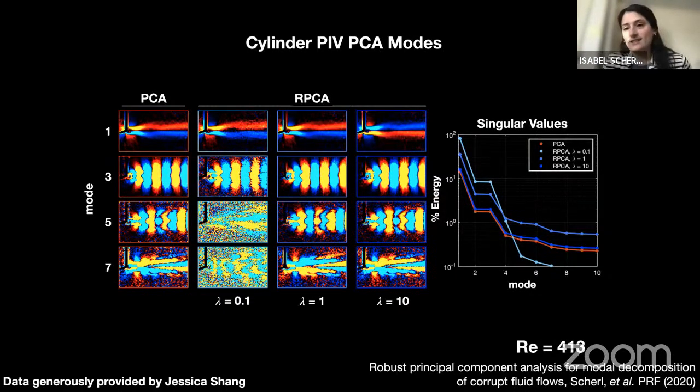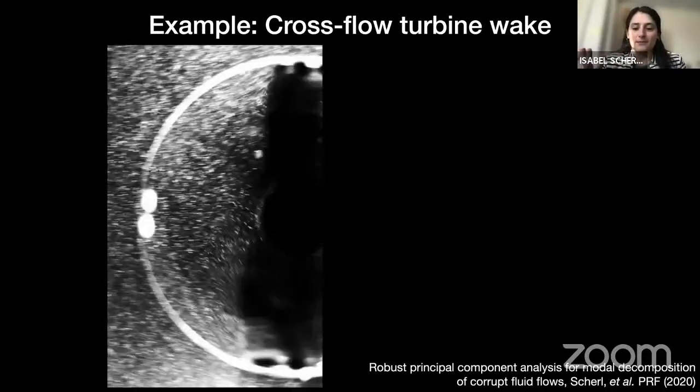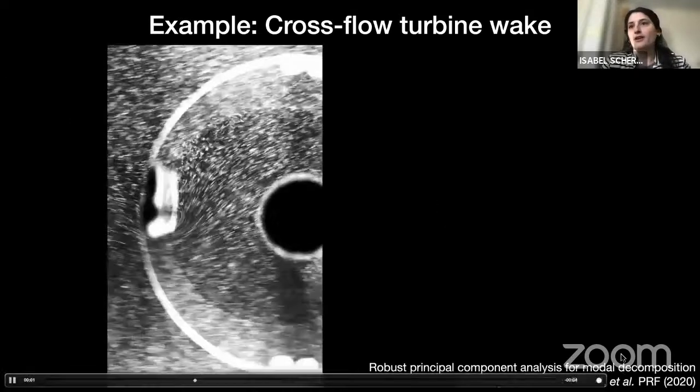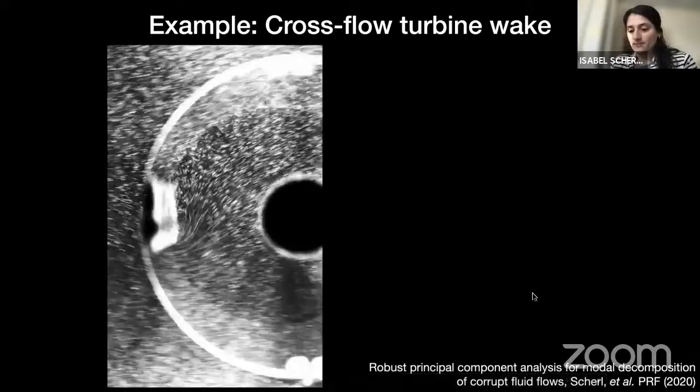So the last example I'm going to show you is really close to the research I do. It's on vertical axis wind turbines, which are turbines that rotate about an axis that's perpendicular to the free stream flow. They look like this. They have this nice bubble visualization, and we're going to be looking at a frame just a bit downstream with structures convecting through.